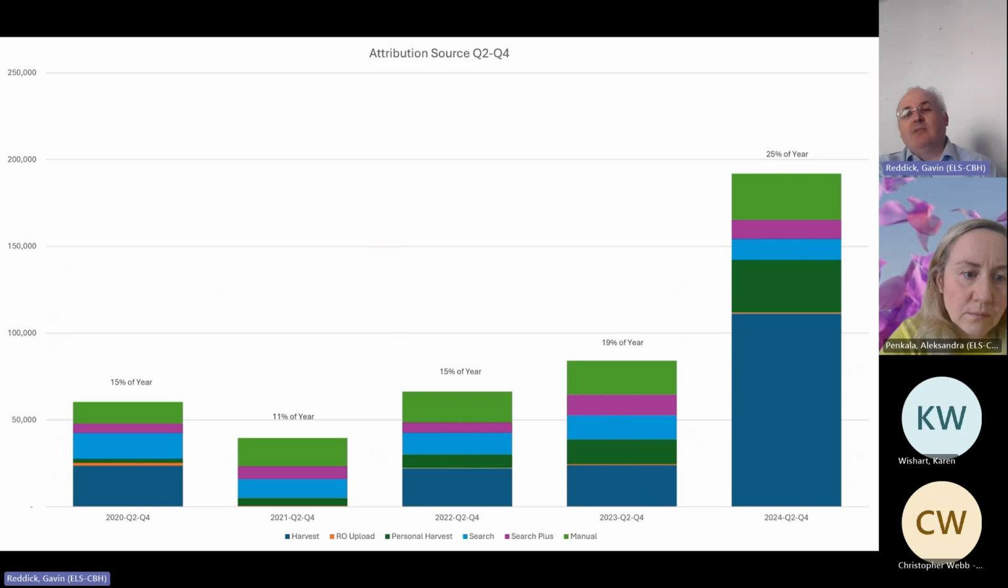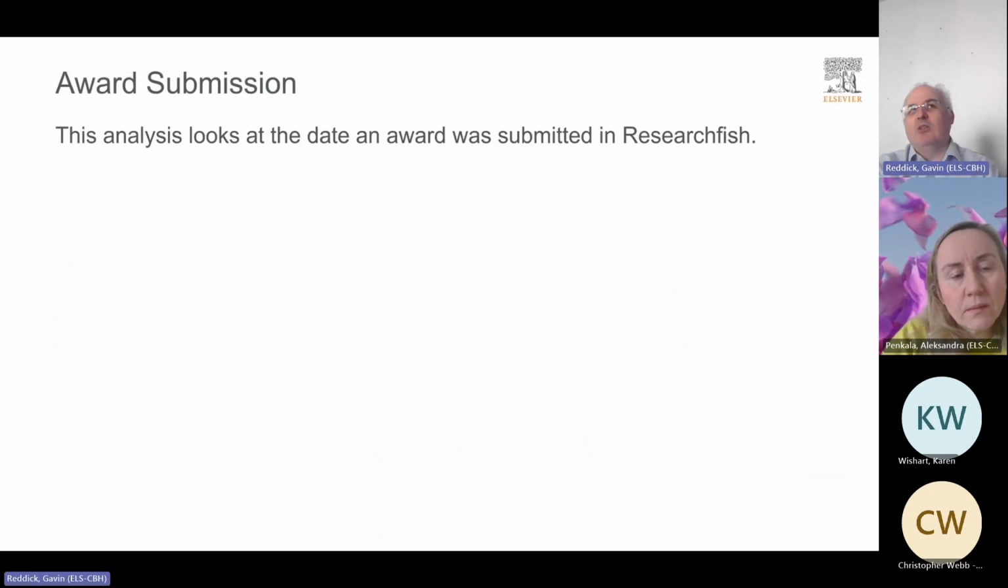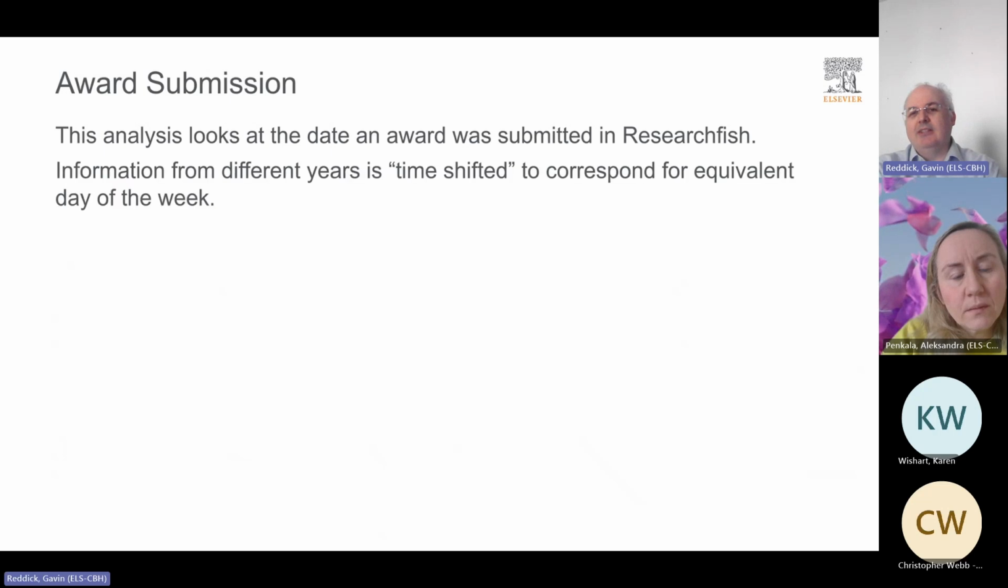So far we've covered users logging on for the first time and users going in and attributing outputs to their awards. But the final step is about submission. And so this analysis is going to look at the dates when an award was submitted. And again, we're going to use the time shifting to determine where we might look at it.